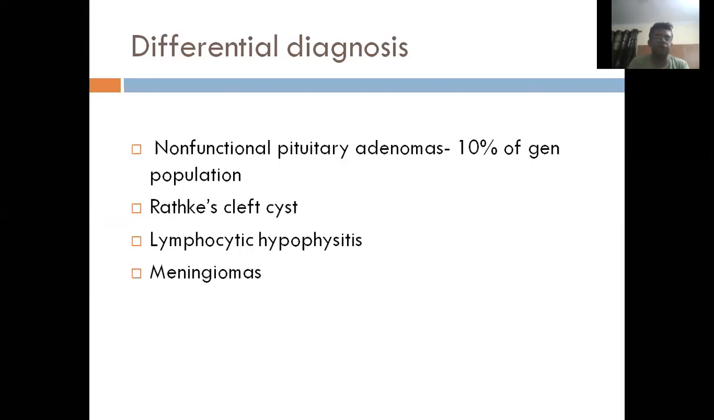A common mistake is that you see the prolactin high and you straight away go do an MRI. Now the problem with that approach is this: 10% of the normal population, that is 10% of you and us, if we do an MRI of the pituitary, we are going to find a very small pituitary lesion. It is an adenoma or something else, but it has been there since birth and it will remain like that till we die.